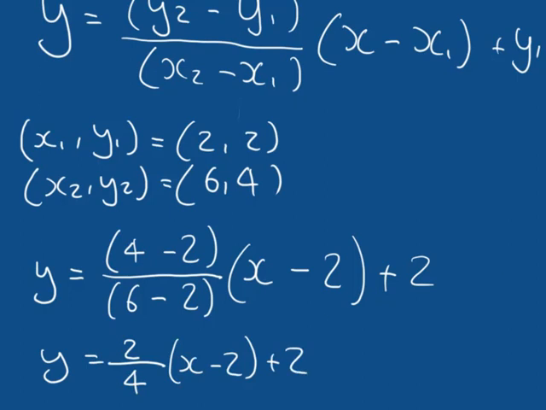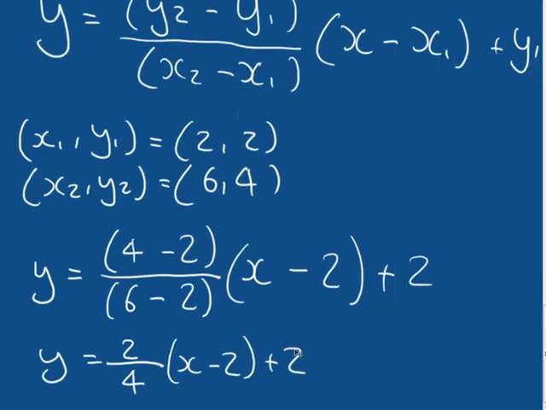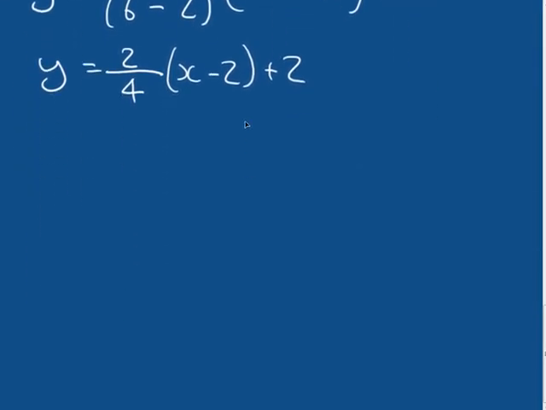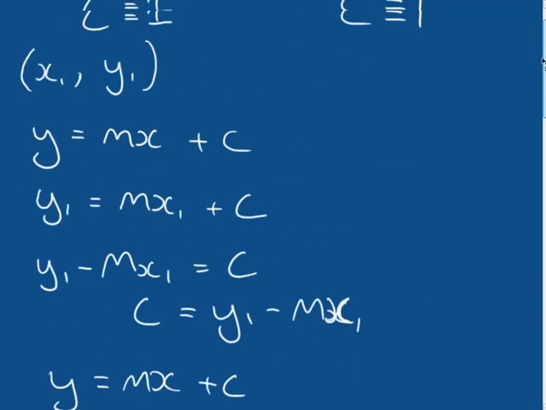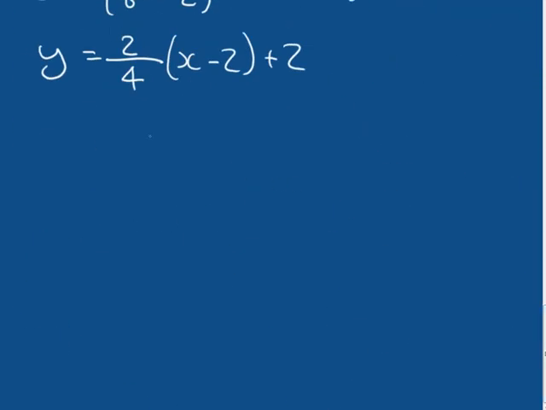And I have actually run out of whiteboard space, but what I'm going to do is rather sneakily slide this up. I'm just sliding the layer up, so it's going to go off the top, but that doesn't matter. So I can keep working. So y is equal to 2 over 4 times (x minus 2) plus 2. If we continue expanding that, that means that y is equal to a half. I'm going to then multiply out this bracket, so a half x minus a half times 2, plus 2.